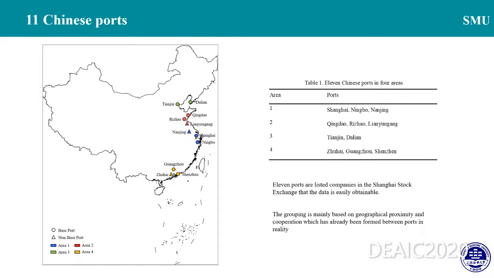In our paper, we select 11 Chinese ports, such as Shanghai Port, Ningbo Port, Qingdao Port. These 11 ports are all listed companies in the Shanghai Stock Exchange, so the data is easily obtainable. We also classified them into 4 areas because we want to measure the differences between the ports, how they deal with environmental control individually, and the inter-port cooperation.